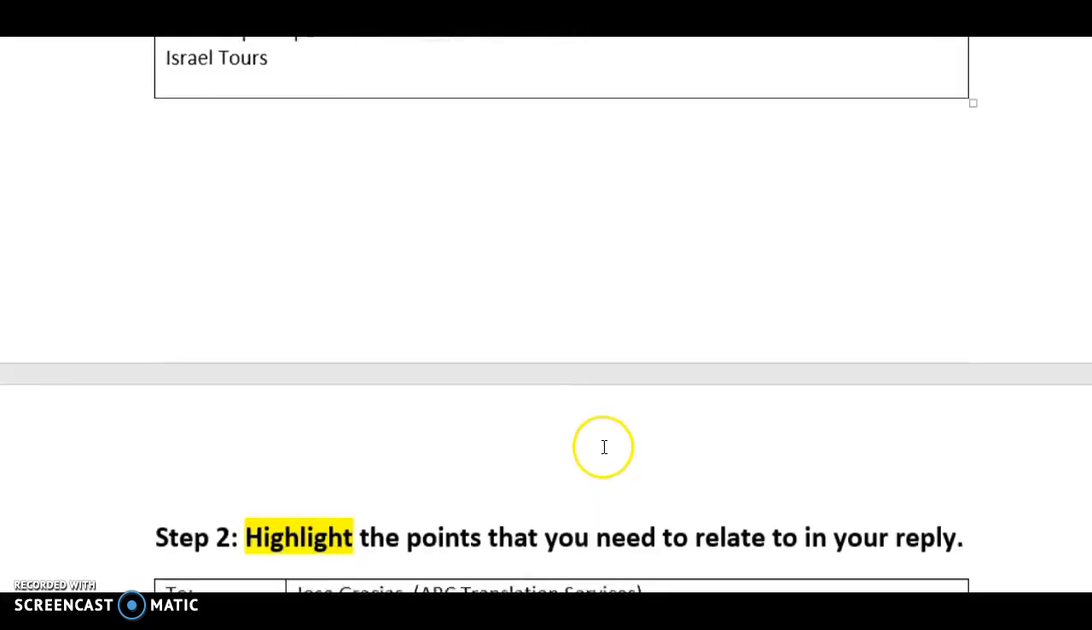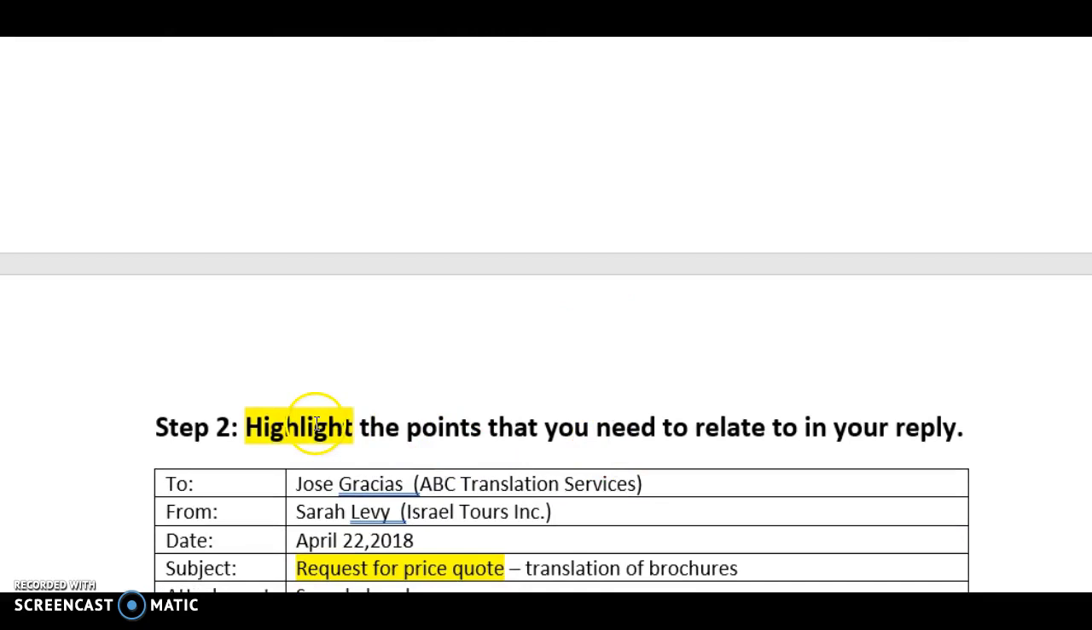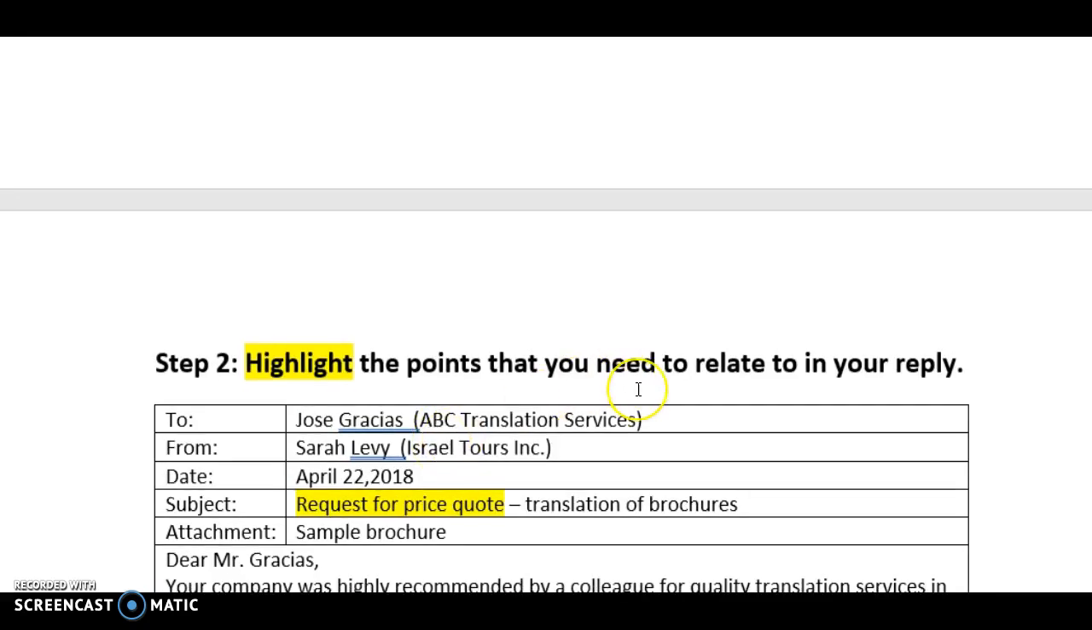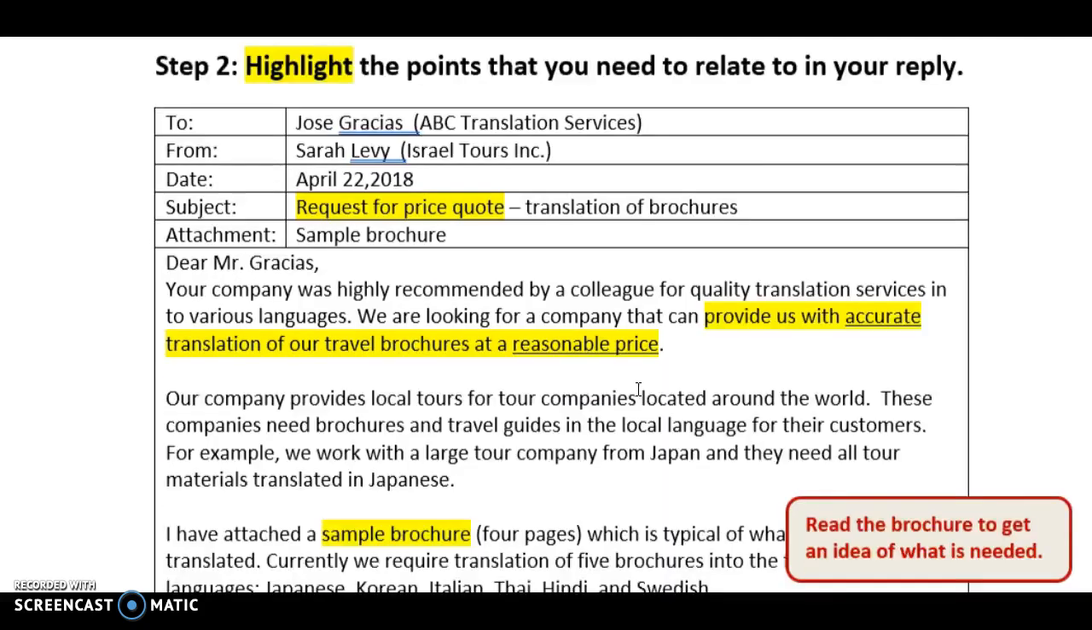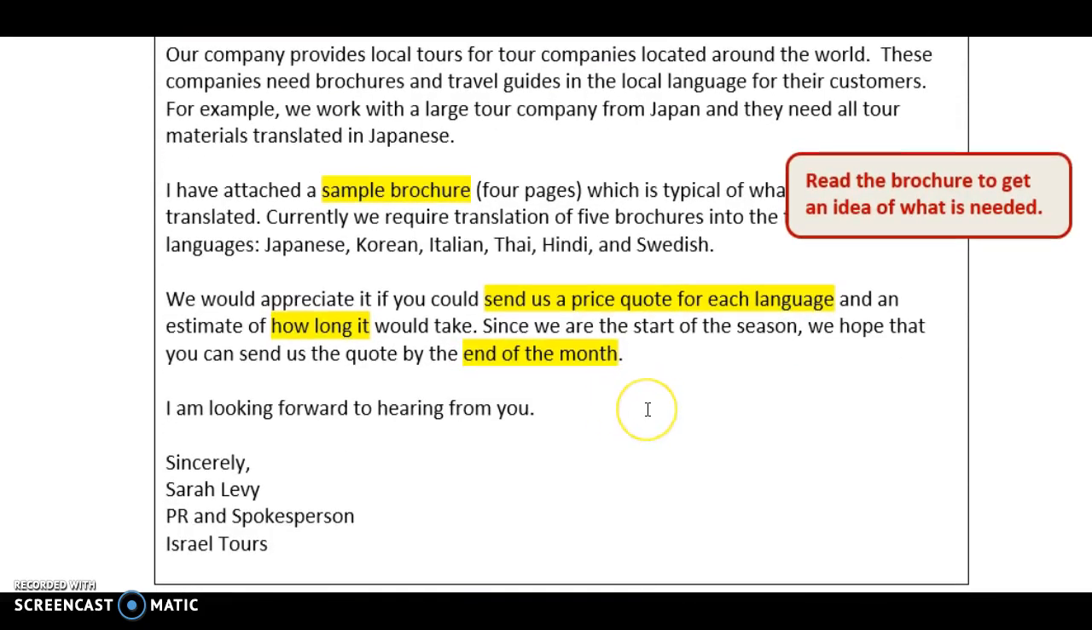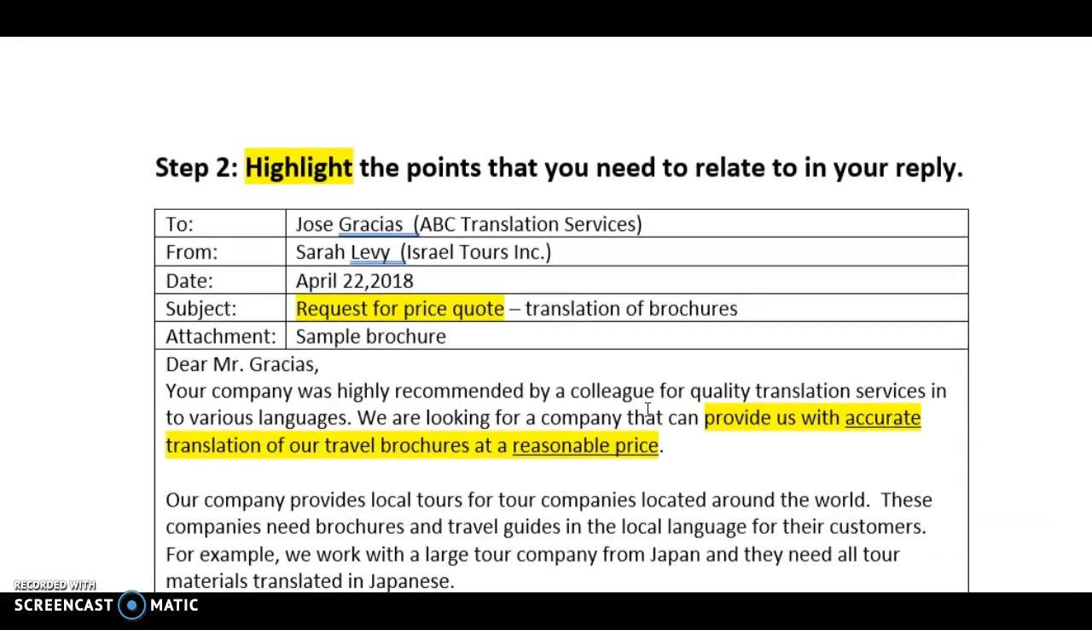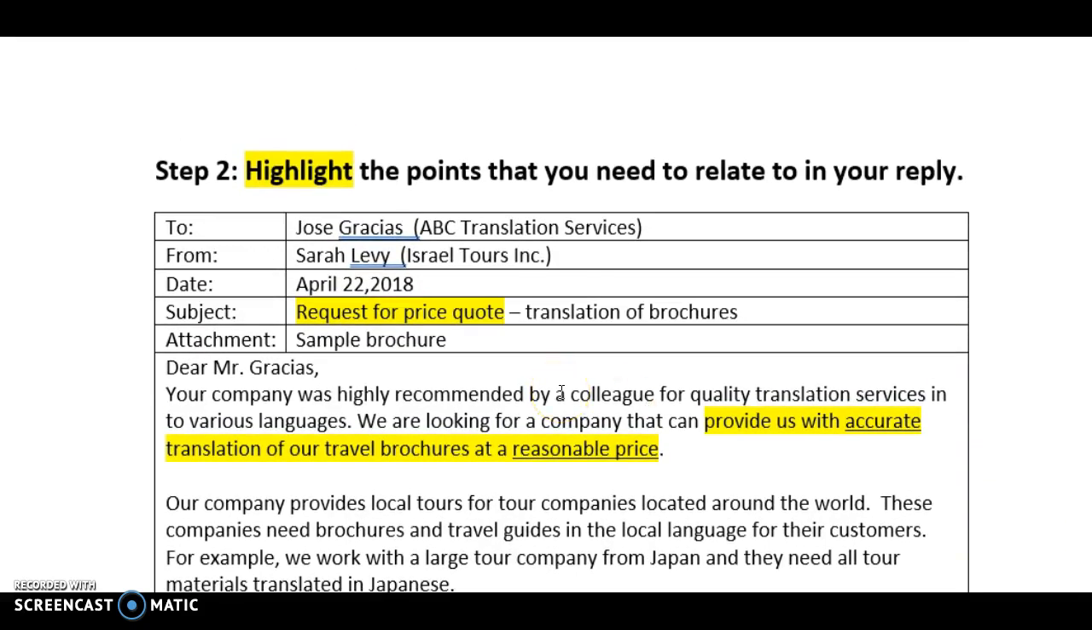So let's take a look. Start to highlight as you read the points that you need to relate to in your reply. And we can see here, there isn't really a lot of yellow highlight. We need to read and understand. So first of all, we see it is to Mr. Gracias. It's from Sarah Levy. And we see the date. We see that it's a request for a price quote for translation of brochures.